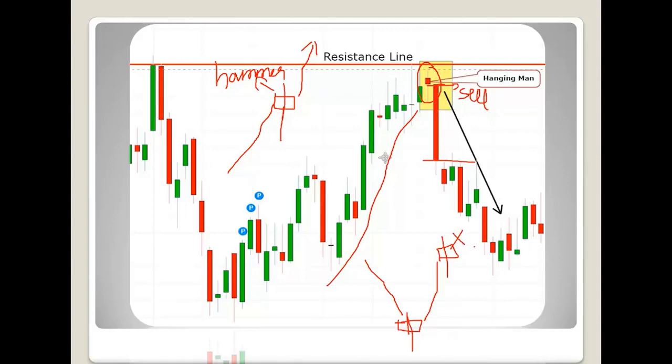We don't validate a hammer at the top of a trend. We only validate a hammer if it is formed at the bottom of a downtrend. The same scenario applies for the hanging man. The hanging man always has to be formed at the top of an uptrend. If it is formed at the bottom of a downtrend, it is invalid. So these are the important points to remember when you trade using a hammer and a hanging man.